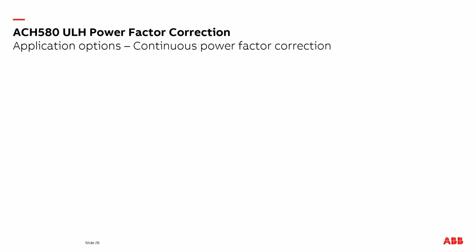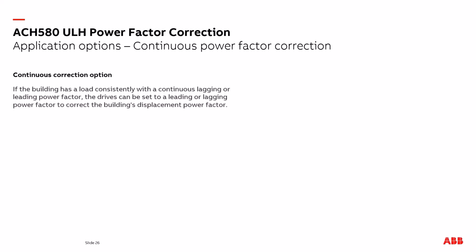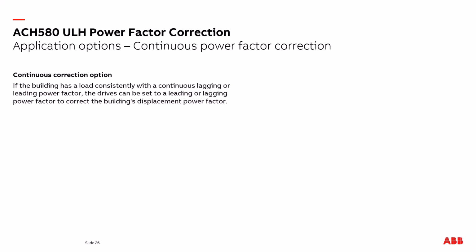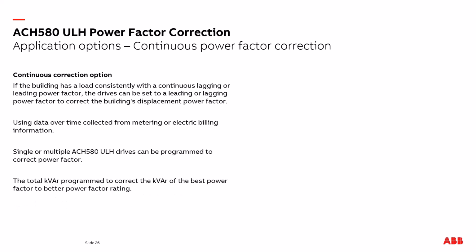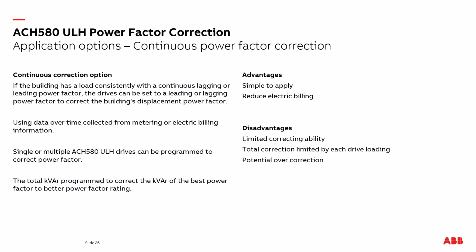Another option we're going to look at is continuous power factor correction. With the continuous correction option, if the building has a load that's consistently a continuous lagging or leading power factor, the drives can be set to a leading or lagging power factor to displace the power factor of the building. We can use data collected over time from metering or electric billing for this information. Single or multiple ACH ULH drives can be programmed to correct the power factor. The total kVAR is programmed to correct the kVAR for the best power factor, to give better power factor ratings. We'll go through this a little more extensively later in this presentation. The advantages are it's simple to apply and it reduces electric billing. The disadvantages are limited correction abilities, the total correction is limited to each drive's loading, and there's potential for overcorrection if not programmed correctly.